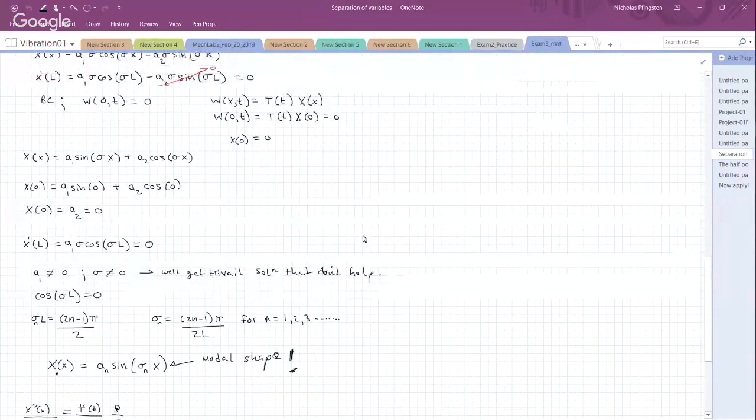So cosine of 0 is what? 1. Sine of 0 is 0. So what we're left with is 0 is equal to a sigma minus 0, or a sigma. This immediately tells us what? This immediately tells us that our mode shapes are basically cosine sigma x. See that?